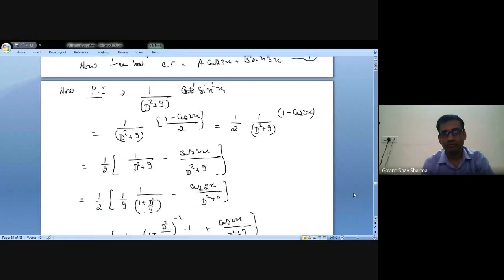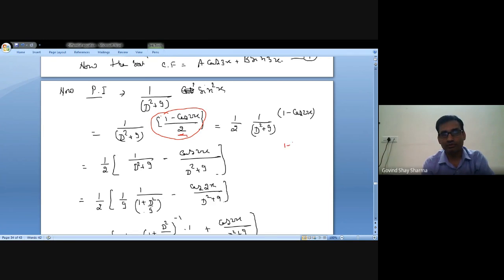Now we see that (d square plus 9) y equals sin square x. Now there is no method we find in the special case or general method. We can solve sin square x. Okay. So we change this into (1 minus cos 2x) by 2 because we know that this is a trigonometric formula, 1 minus cos 2x upon 2.